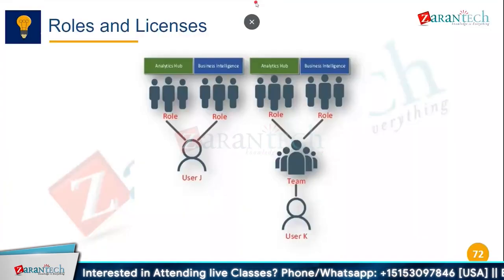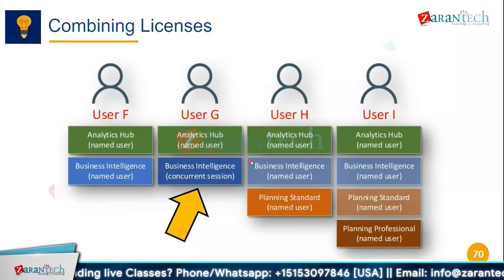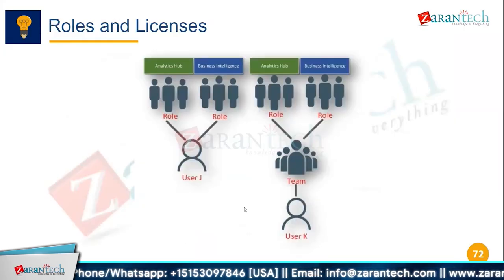So yeah, that is the concurrent session license and the named user license. Basically, when you buy a license, you get these flavors, and you can choose which flavor you want, named or concurrent. That is with respect to the different types of licenses, how to assign them to roles and teams, and how users can combine these licenses and use them.